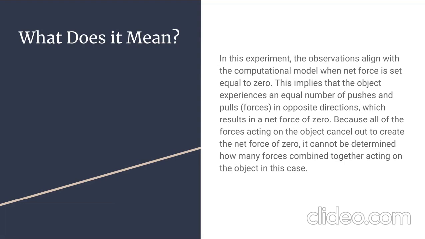What does this mean? In this experiment, the observations align with the computational model when net force is set equal to 0. This implies that the object experiences an equal number of pushes and pulls, or forces, in opposite directions, which results in a net force of 0. Because all the forces acting on the object cancel out to create this net force of 0, it can't be determined how many forces are actually combining together and acting on the object in this case.